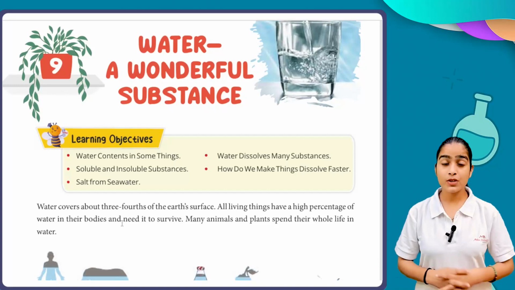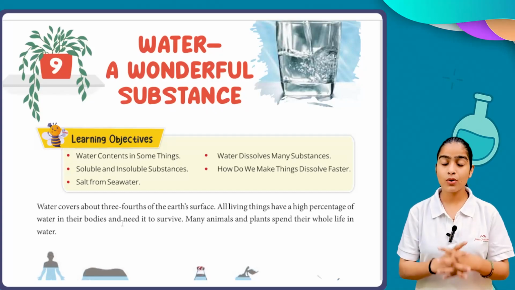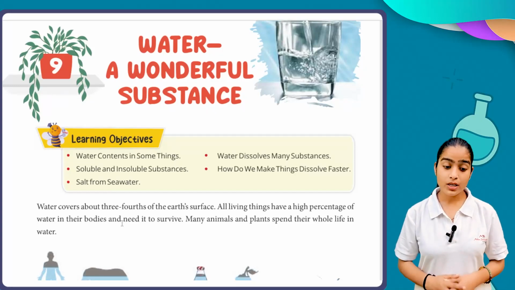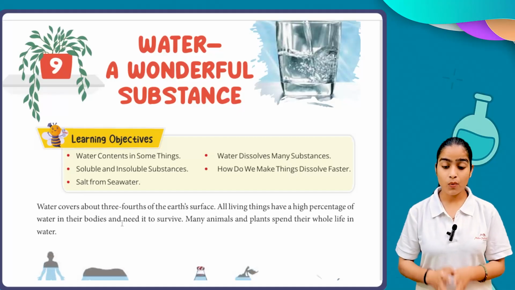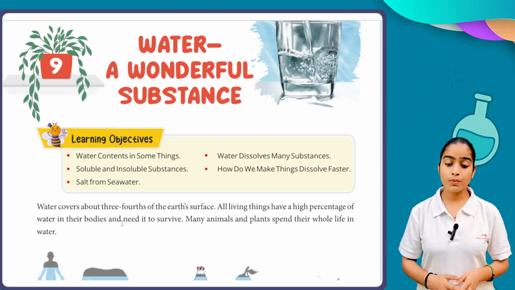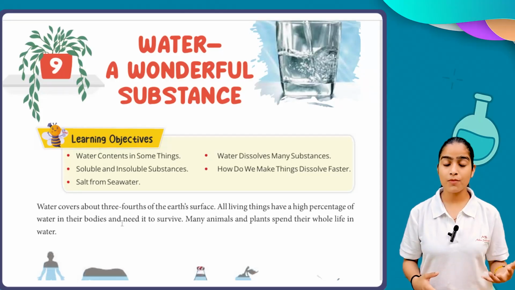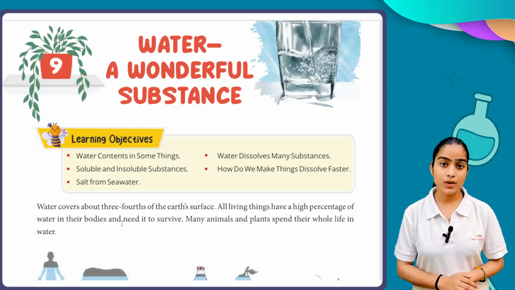Great. But before starting this chapter, we have to have a look at our learning objectives. First, water contains some things. Water dissolves many substances, soluble and insoluble substances. How do we make things dissolve faster? Salt from seawater. So these are the objectives we have for today's class.